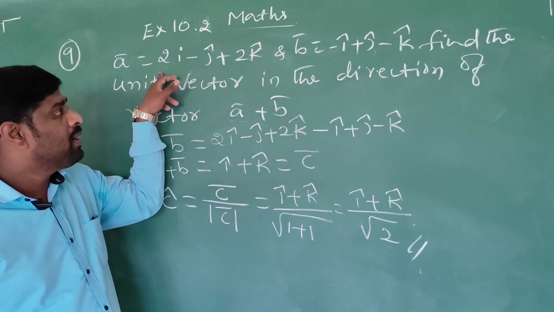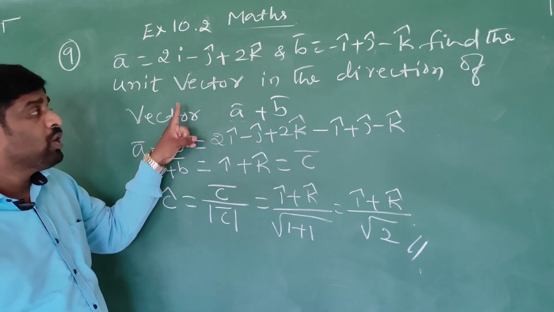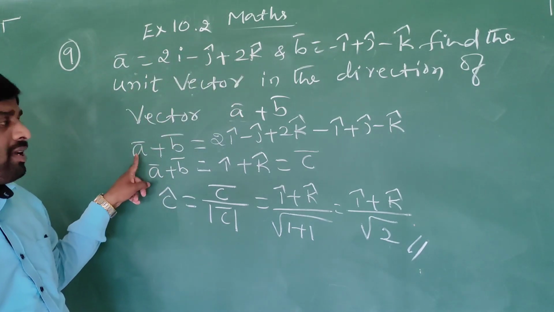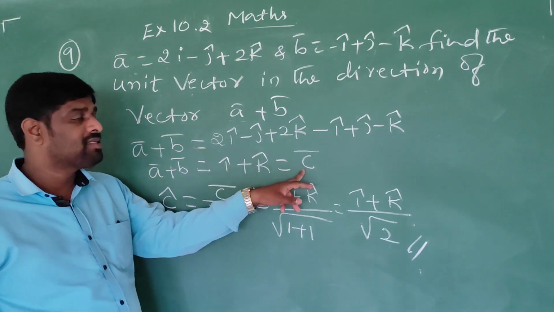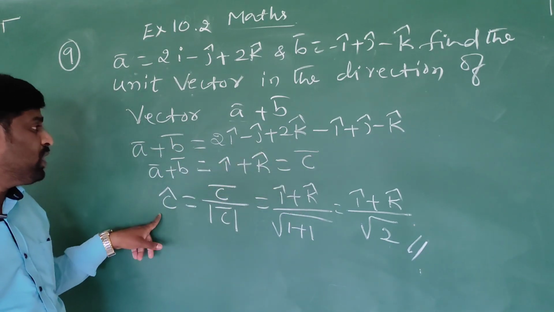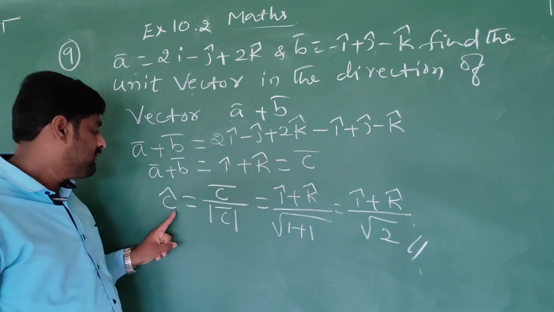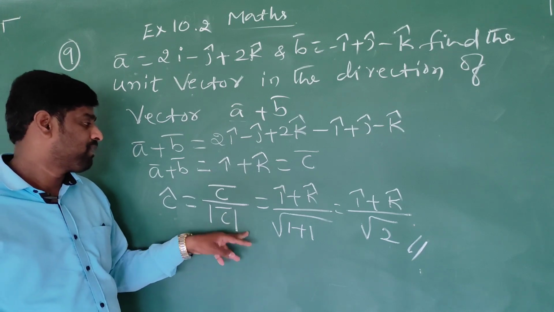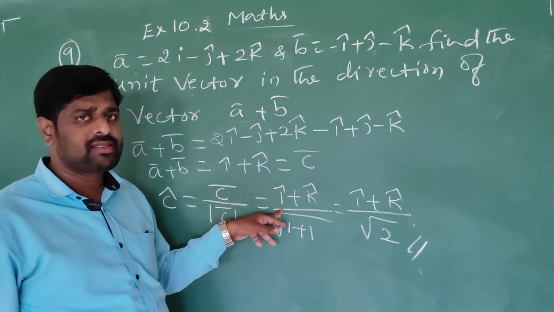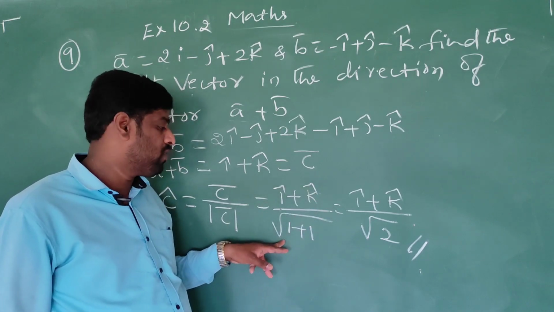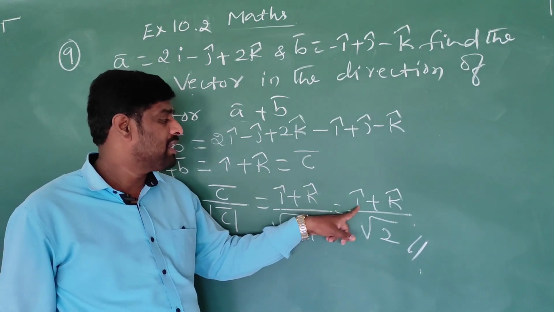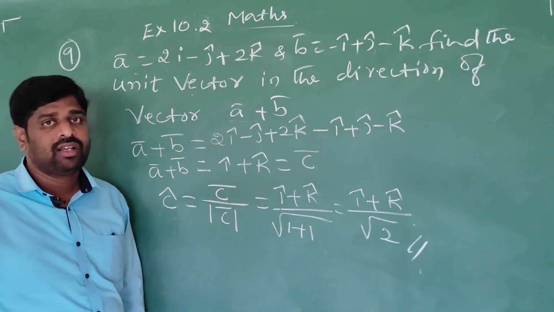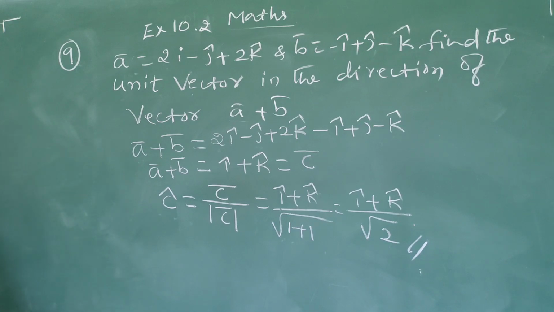So they gave a bar, b bar. Now I want to find the unit vector of the sum of these two vectors. The solution is: first find a bar plus b bar, consider it as c bar, and again find the unit vector for c bar, that is c cap equal to c bar divided by magnitude of c bar. What is c bar? i cap plus k cap divided by square root of 1 plus 1, that means i cap plus k cap over root 2. So this is the solution for the 9th question. Come to the next question.